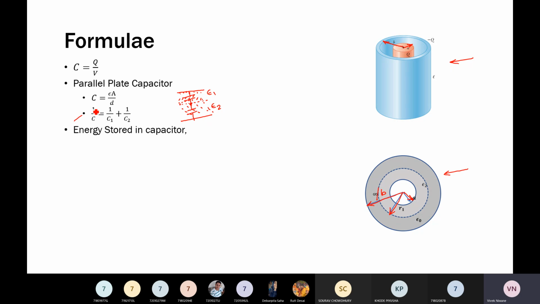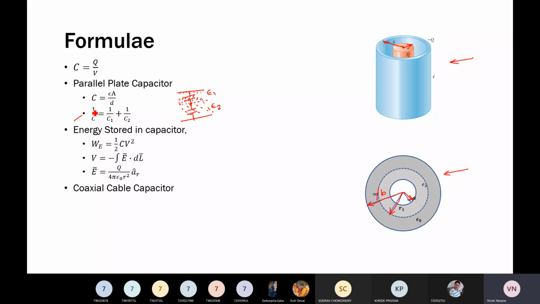Then we have energy stored in a capacitor, which is expressed as W is equal to 1/2 CV square, where V can be expressed as minus integral of E bar dot dl bar, and E can be expressed as Q upon 4 pi epsilon 0 R square A R cap.